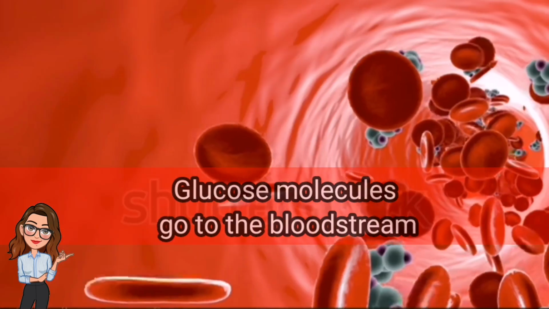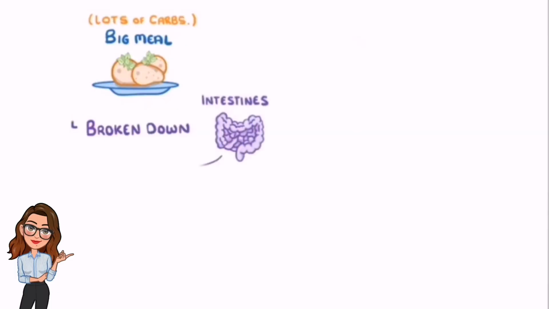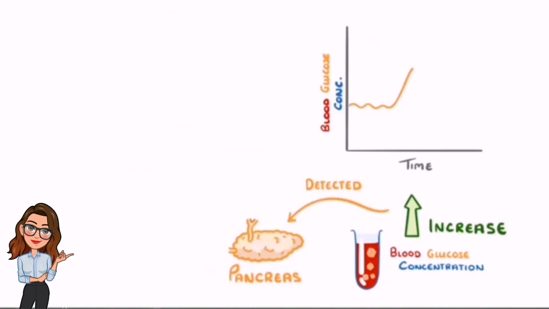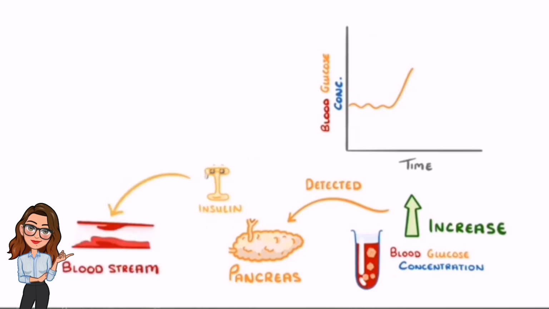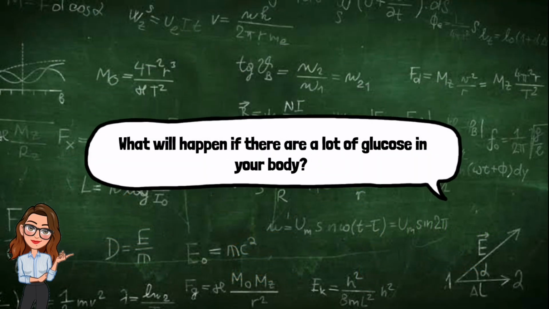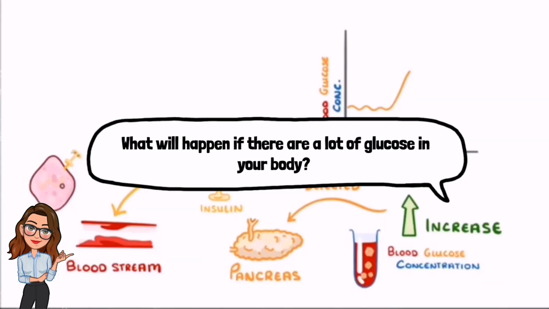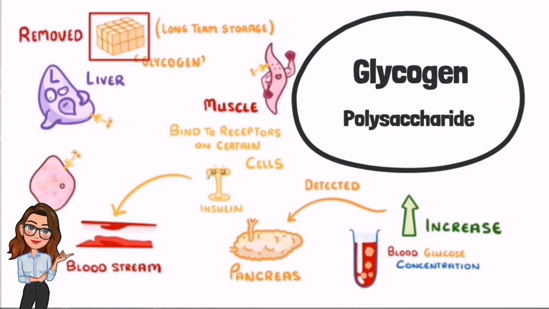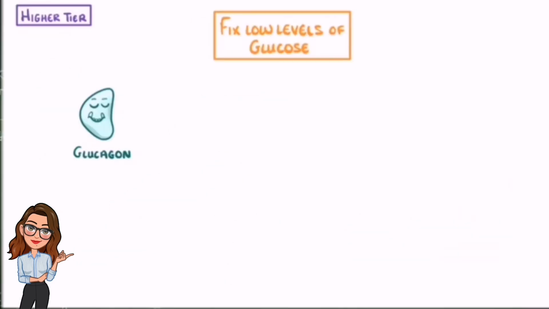What we want to happen here is that the glucose will enter the cell so our body can use the energy stored in glucose. And for that to happen, hormone insulin will carry the glucose molecule into the cell. Now, what will happen if there are a lot of glucose in our body? The glucose will be stored in the liver as glycogen for later use. Glycogen is another example of polysaccharide.